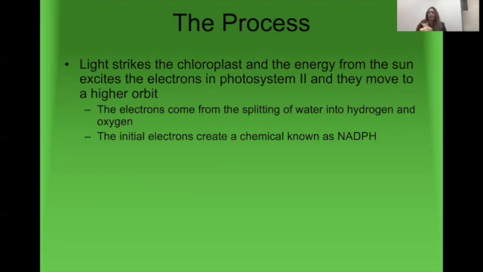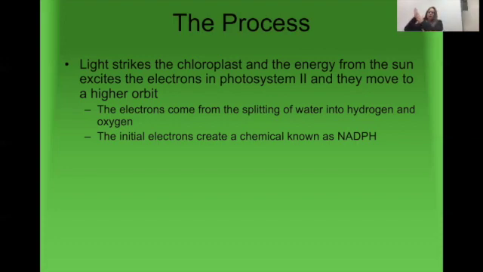So remember I said that they're named in order of discovery, not in order of use. The first photosystem that we're going to encounter is photosystem 2. So light strikes photosystem 2, splits water, oxygen leaves. The hydrogen is now our bundle of energy, just like in cellular respiration. This hydrogen moves to a higher orbit, and then as it falls down, it releases its energy, which gets turned into ATP when it falls down to photosystem 1.